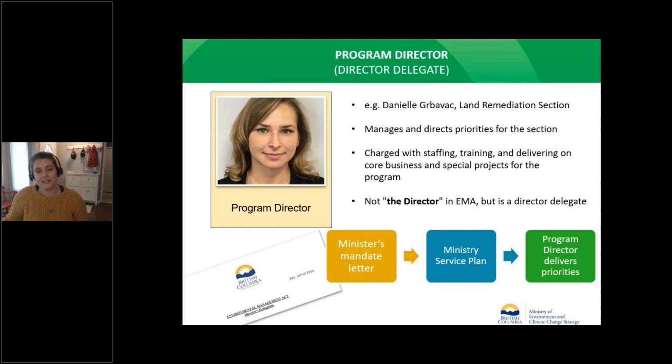The Program Director is an operational role, and the individual in that role manages and directs priorities for the land remediation section. These priorities are set very broadly by the Premier in a mandate letter to the Minister. The mandate letter is strategically broken down to the Ministry's service plan annually, and the Program Director delivers priorities based on this plan. The Program Director is charged with staffing, training, and delivering on core business and special projects for the program.